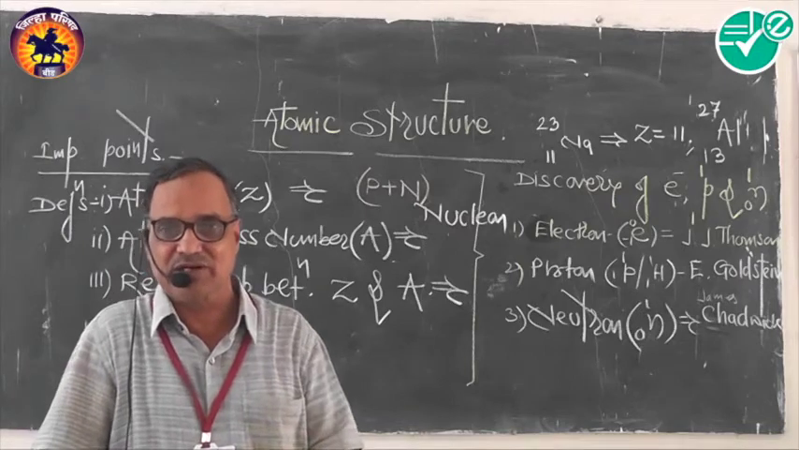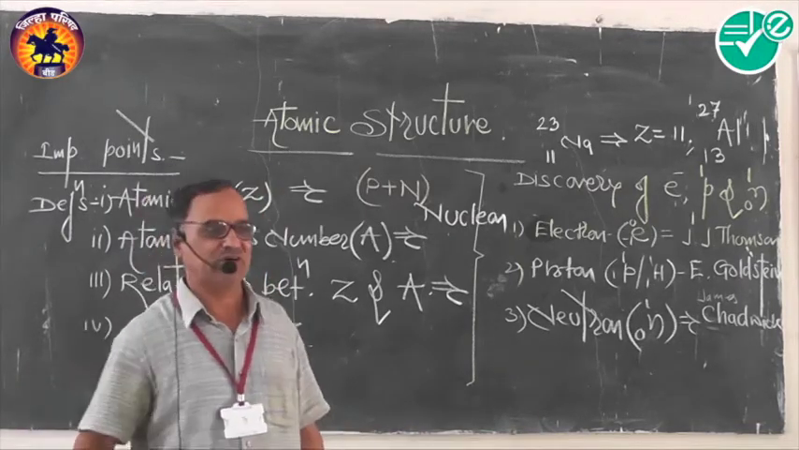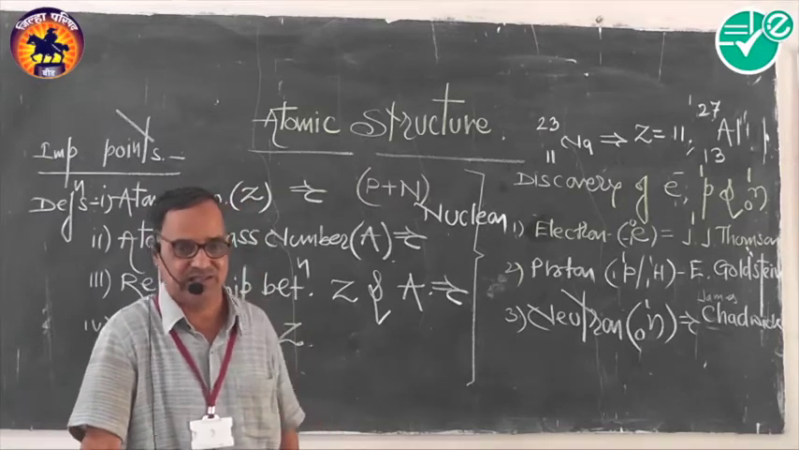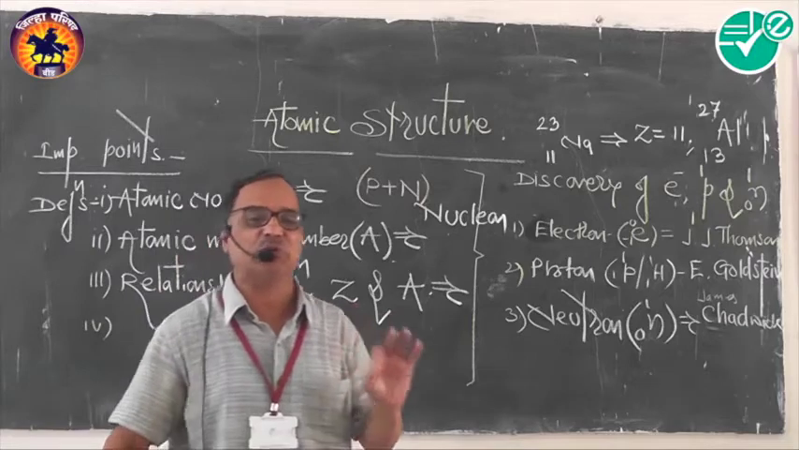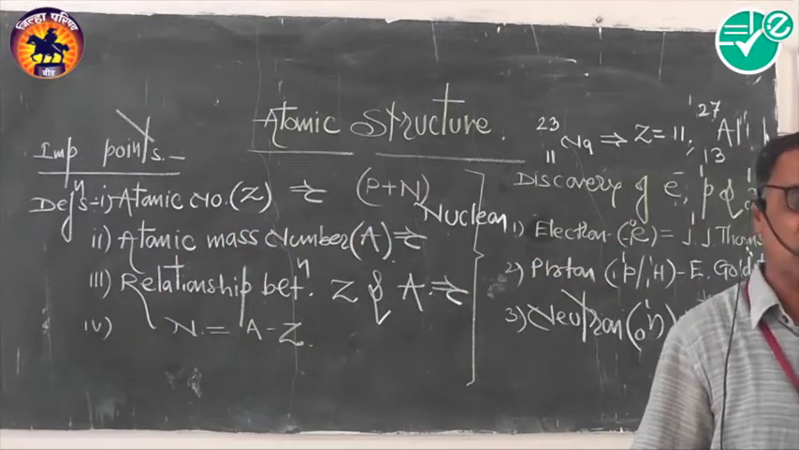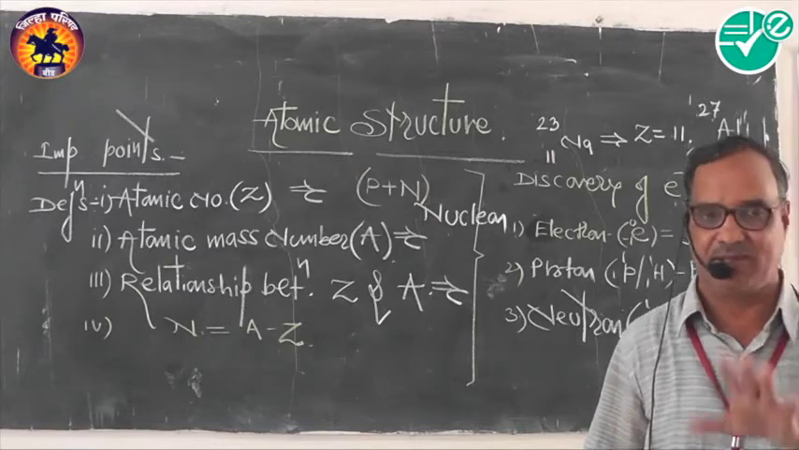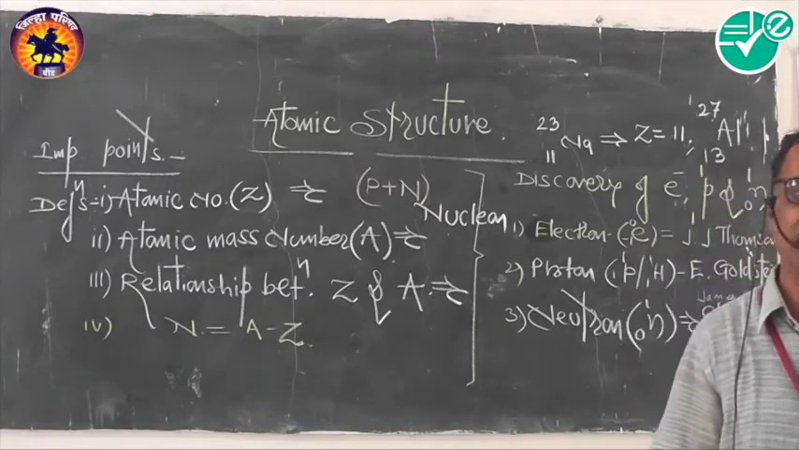So in simple words, we can also define atomic mass number in simple words. That is, the total number of nucleons present in the nucleus of an atom is called atomic mass number of an element. This is the first definition of atomic mass number of an element.